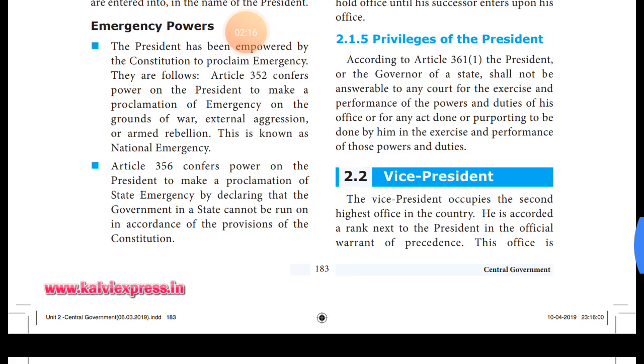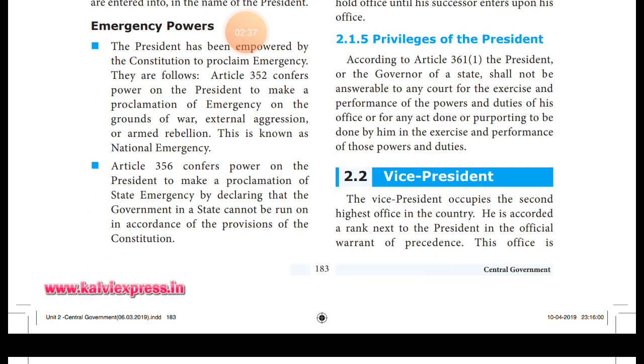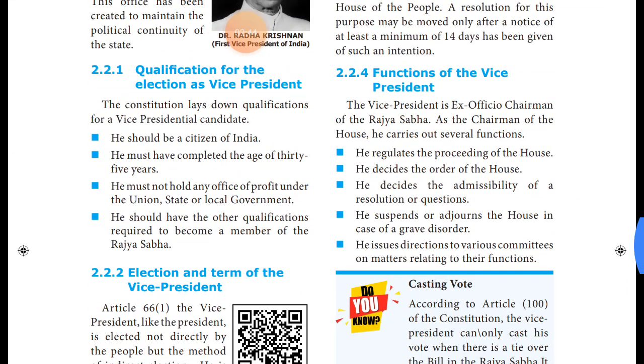Then Vice President. The Vice President is the second position in our country. What are the qualifications? What are the powers? A similar position. If the President is not working in our country due to sickness or for his own interest, the Vice President does all the work in our country. So what are the qualifications of the Vice President? Same qualifications for Vice President as well as President.